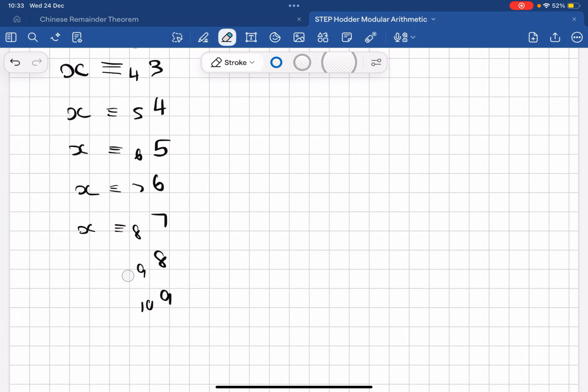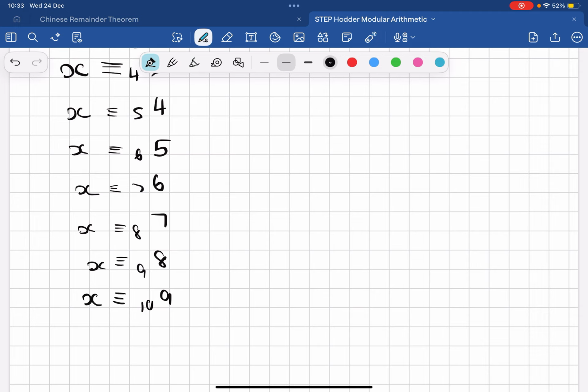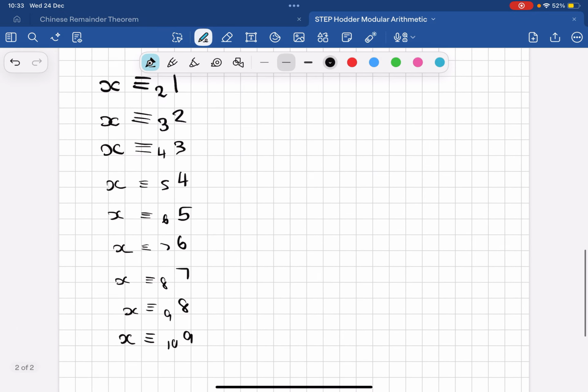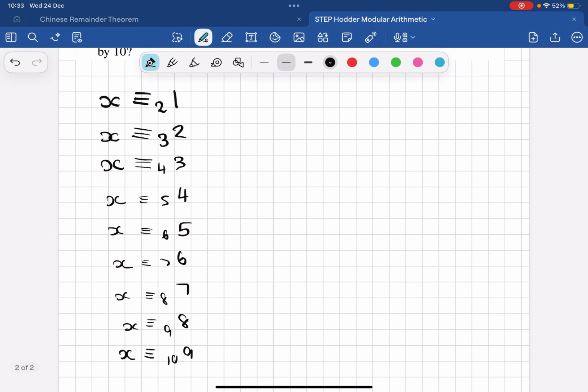Now, we know that x is congruent to all of these, but you can't really go anywhere from here, as there's no direct link between all of our expressions. So using congruency, we can make a link. When x is congruent to 1 mod 2, x is also congruent to minus 1 mod 2.